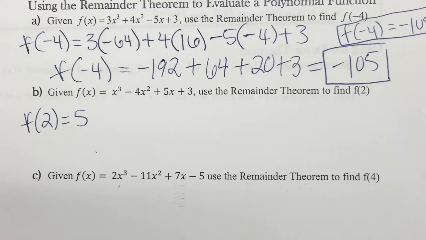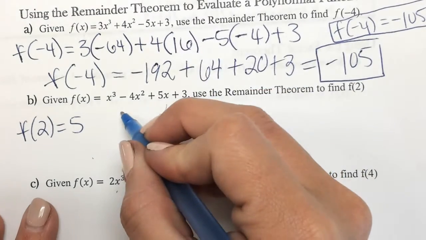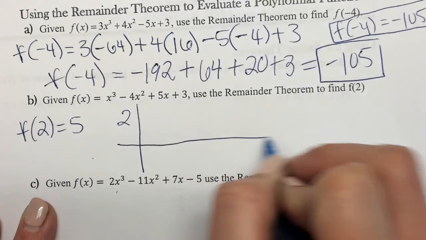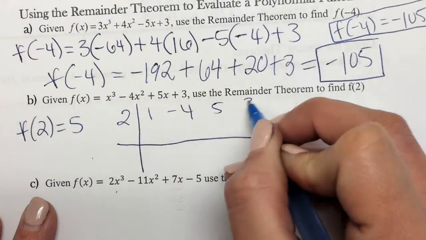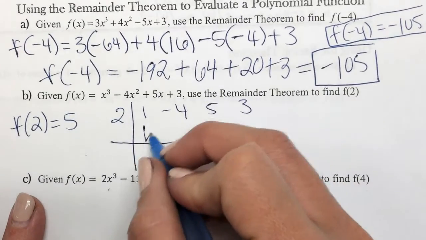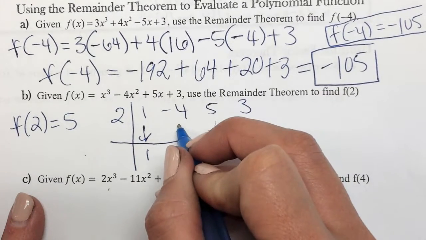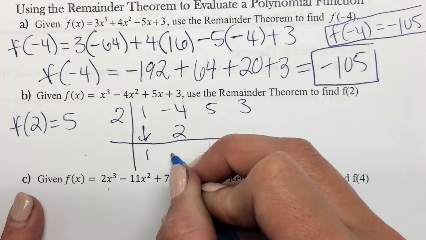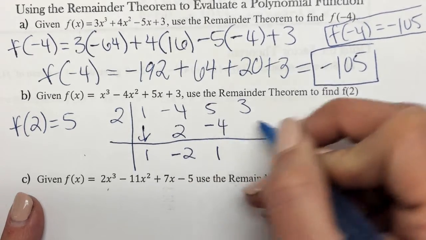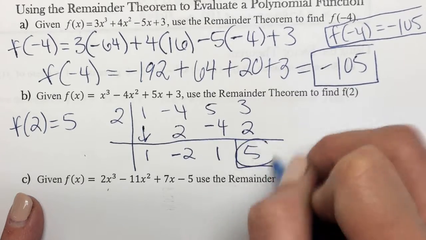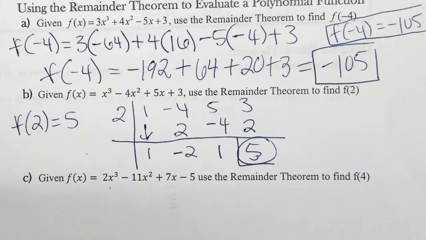So here's another way you could do it. You could write 2 on the outside. What are all my coefficients here? So if you'd like, you could do it this way. You bring down this, right? 1 times 2, right here. Right here. So you could do it either way. If you like synthetic better than plugging it in, go ahead and try that for C. Go ahead and do C whichever way you'd like on your own.